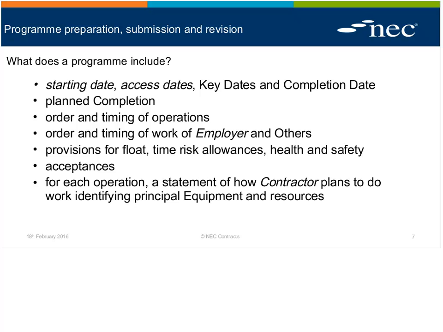Okay, this is really important and often ignored. For each operation, a statement of how the contractor plans to do the work, identifying principal items of equipment and resource. Now, this can't be done just in a two-dimensional Gantt. We have to put in other resources and schedules to populate this. For me, the program is a bit like a speed distance time calculation.